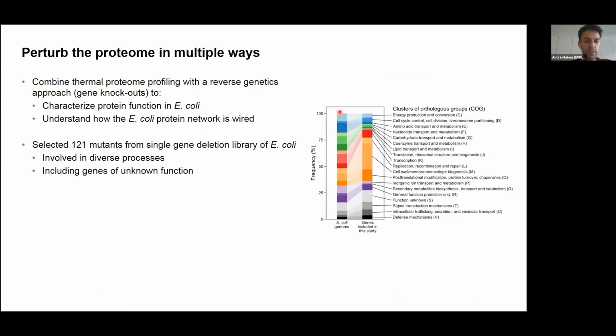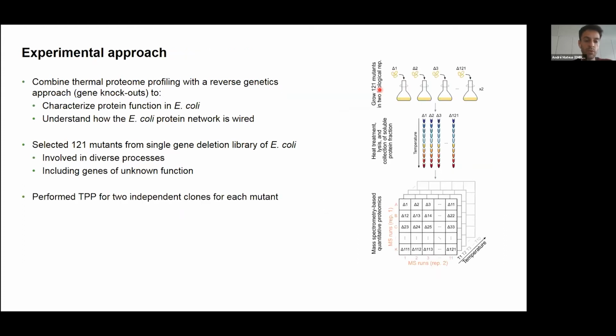So to do this, we selected 121 knockout mutants of E. coli. These mutants are involved in virtually every cellular process of the cell, perhaps with some enrichment of cell wall genes, which are important antibiotic targets, genes of a known function that we want to characterize further, and perhaps a depletion of essential genes, such as those involved in transcription and translation, simply because we do not have the knockouts to study them.